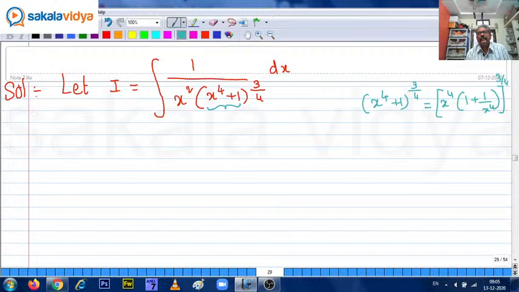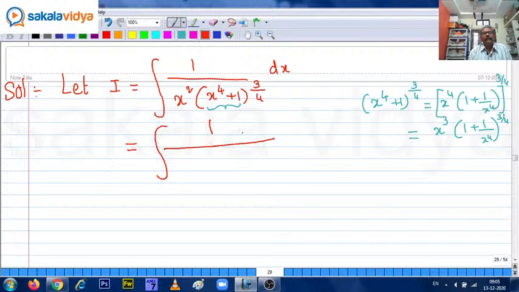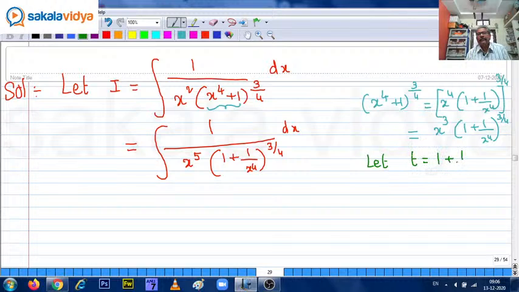This 4 gets cancelled. It will be x cube into (1 plus 1 upon x to the power of 4) whole to the power of 3 by 4. So instead of this, we substitute this one. x square into x cube becomes like this now. So the integral of 1 upon x square into x cube, x to the power of 5 into (1 plus 1 upon x to the power of 4) whole to the power of 3 by 4 dx. Here one more thing you remember. Let us say t is equal to 1 plus 1 upon x to the power of 4.